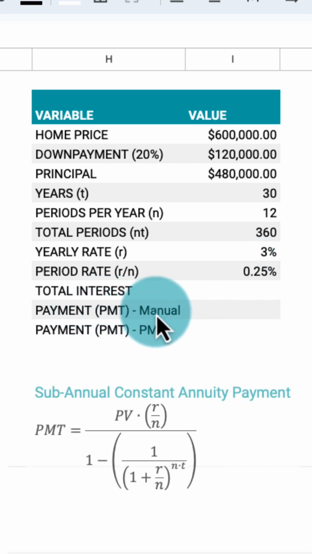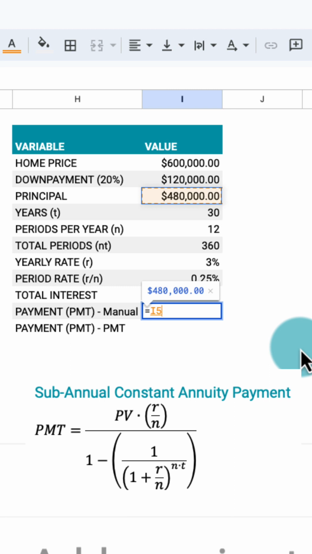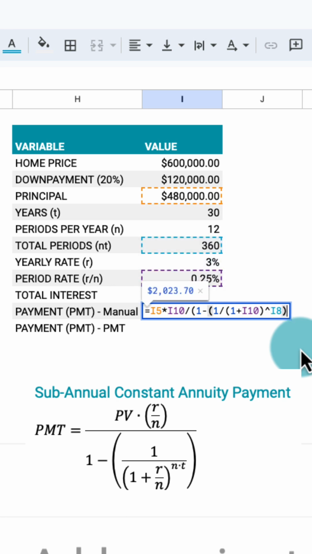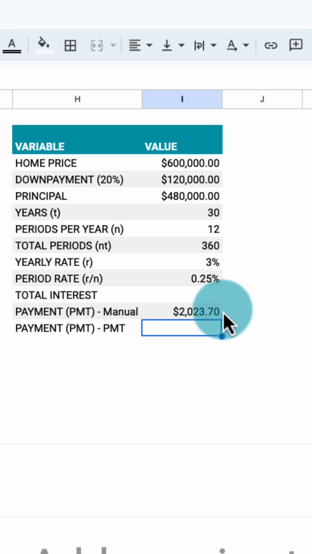We're going to calculate the payment using the formula below. For this, we have the present value, which is basically the principal of $480,000, and we multiply that by the 0.25% period rate. We divide this by 1 minus, parentheses, 1 divided by 1 plus our period rate, raised to the power of the 360 periods, which gives us 2,023.7. To summarize, given that it's a fixed interest rate, every month we're going to make the same payment of $2,023.